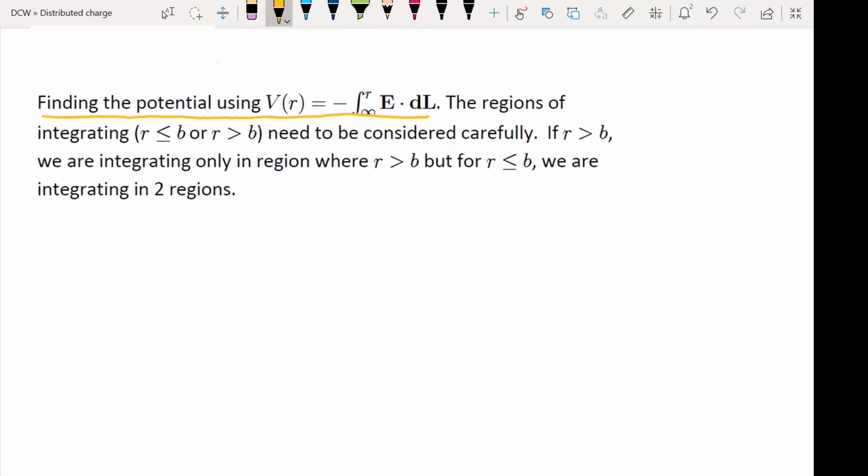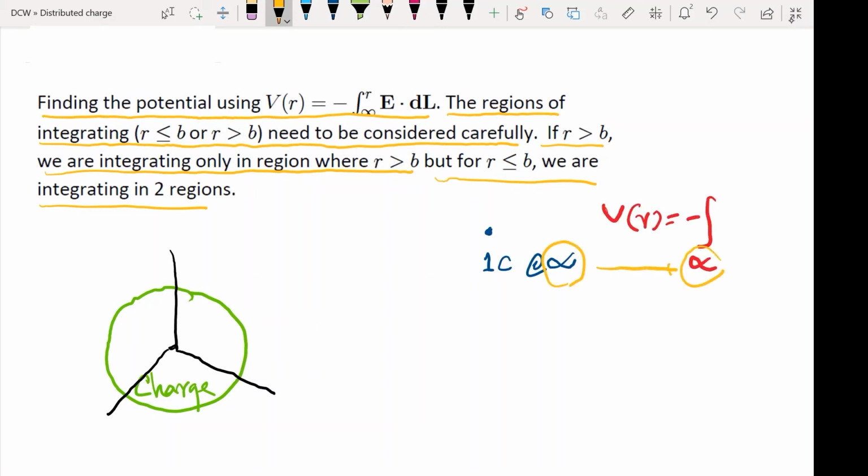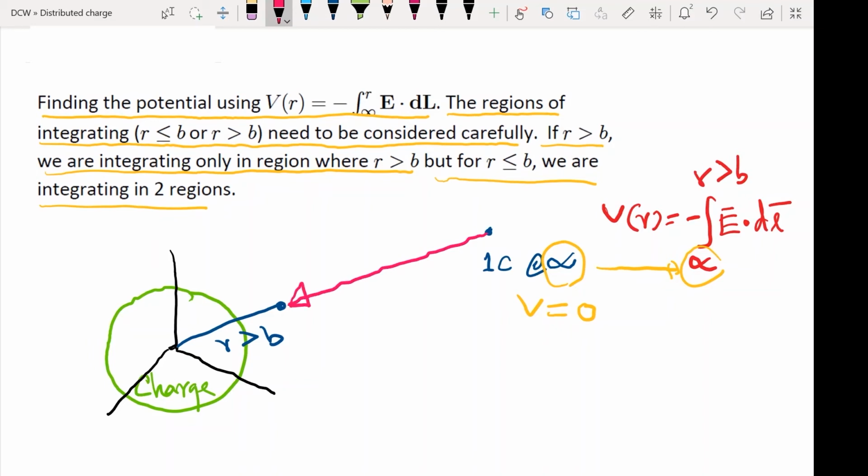Now, let's find the potential V from E. By integrating from infinity to R, we need to pay attention to the location of R. This integral equation means we find the work for moving a 1 coulomb charge. Integrating from infinity means we have a 1 coulomb charge at infinity, where V is 0, to R, where R is greater than B. Here is the location of R greater than B. We move the charge passing through only the region where R is always greater than B.